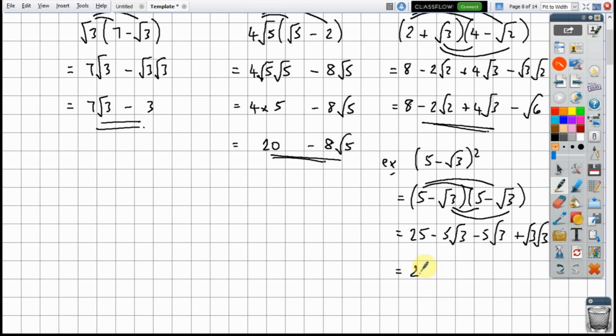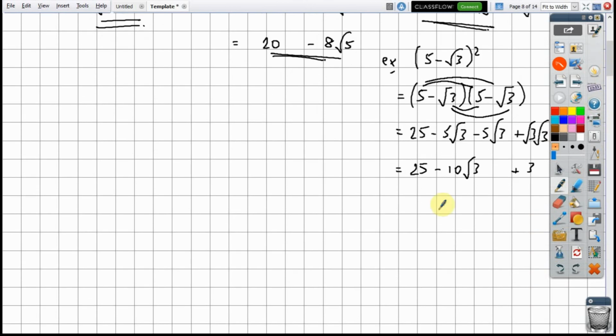Now, 25, now let's think, negative 5 somethings, take away 5 somethings makes negative 10 somethings. This is negative 10 root 3 plus 3. So this double bracket actually simplifies a lot. 25 plus 3 is 28, so we get 28 minus 10 root 3. There you go.